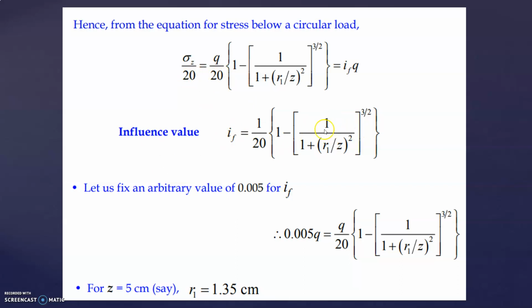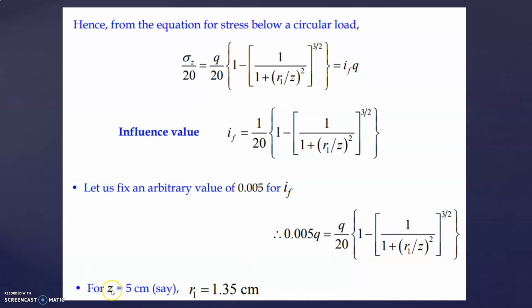When you simplify, you get this influence factor. Let us fix an arbitrary value, 0.005, as the influence factor IF. So if you substitute 0.005 in this equation with Q, you get this equation.